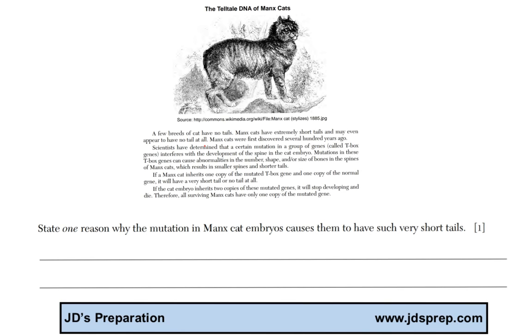This problem asks us to state one reason why the mutation in Manx cat embryos causes them to have such very short tails. Recognize that cat tails are actually part of the spine, so a mutation would affect the tail or spine growth.